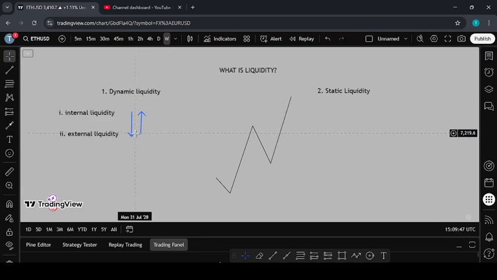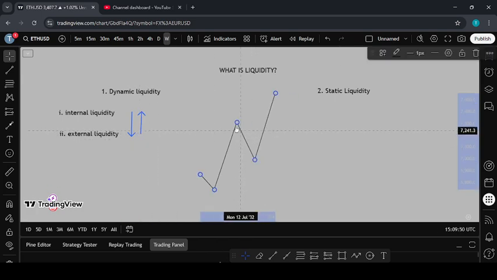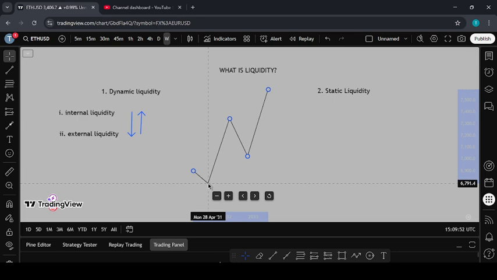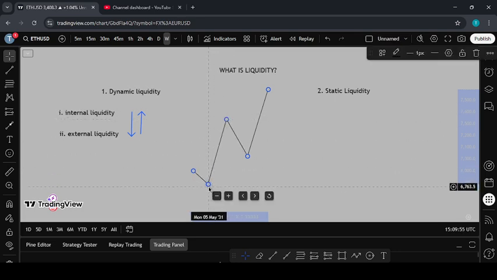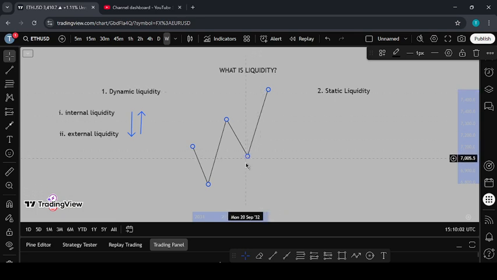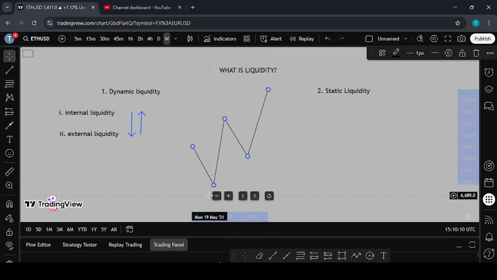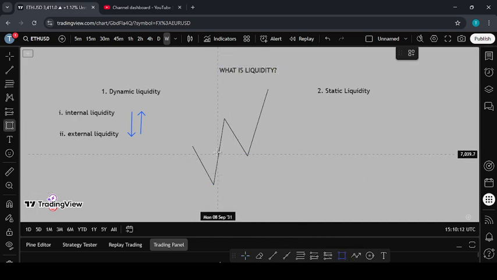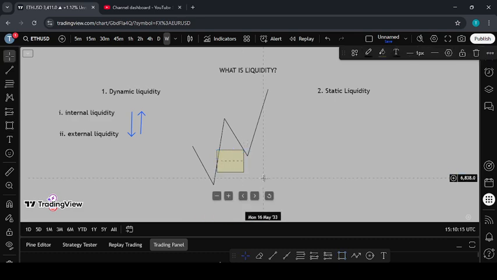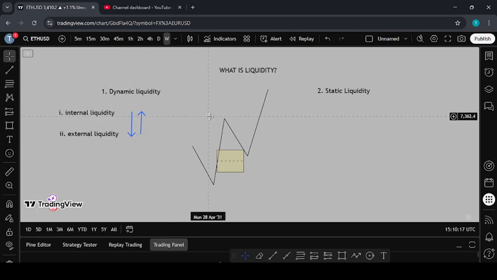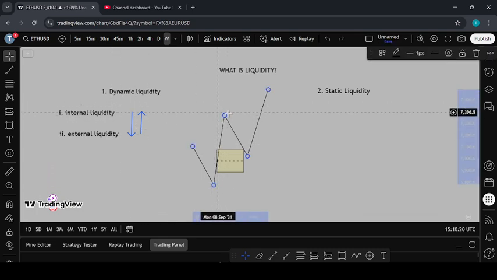Now let's identify what this means. Remember, let's come back to this swing structure. When market creates a swing low, moves from a swing low to a swing high, and creates another swing low to a swing high. Now, internal liquidities are liquidity created inside a swing for market to move, and those liquidity are what we call fair value gaps, while external liquidity are the swing liquidity found at every swing low to a swing high.